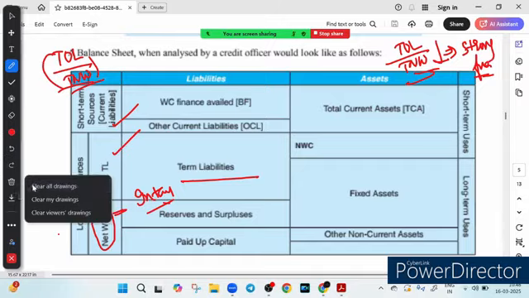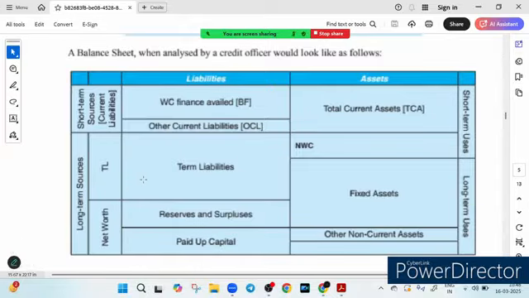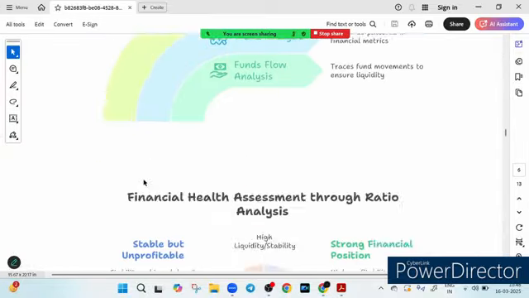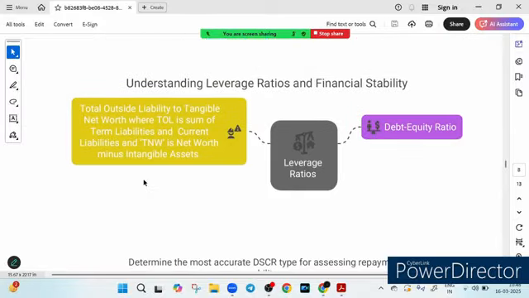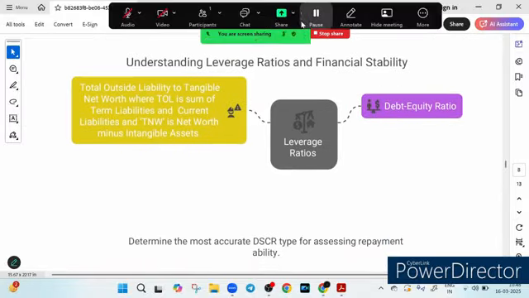So this is a kind of leverage ratio, TOL upon TNW. Please remember this ratio, very very important. Then, what is TNW? I told you.